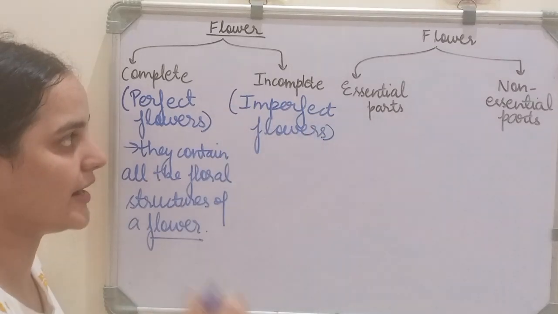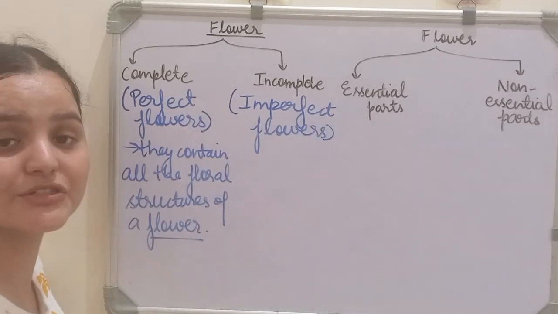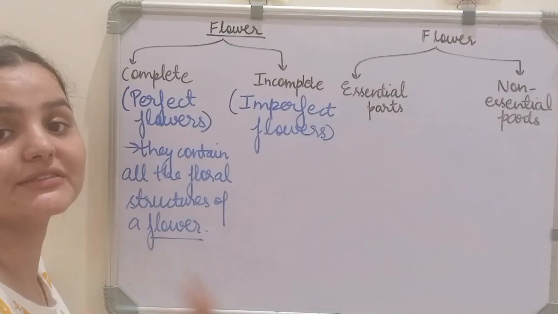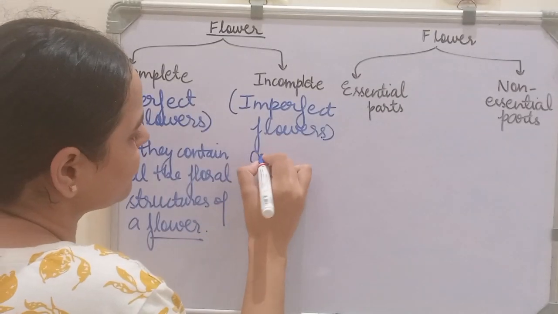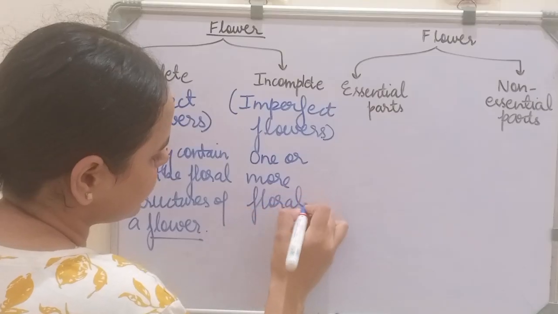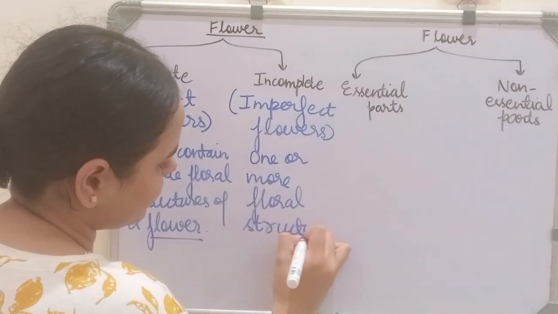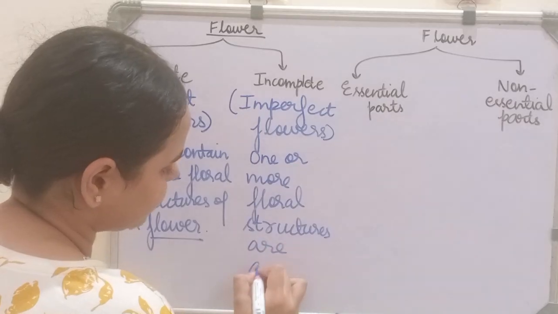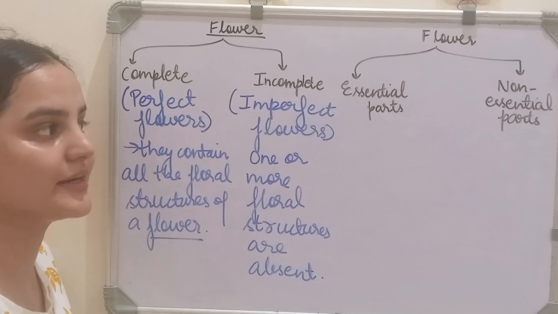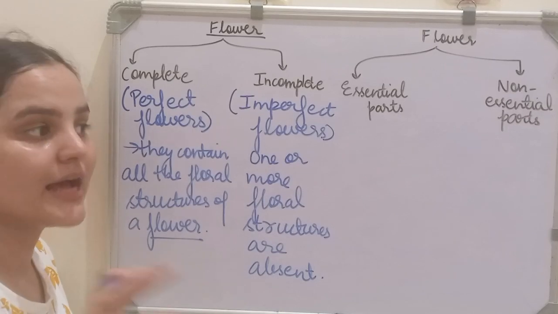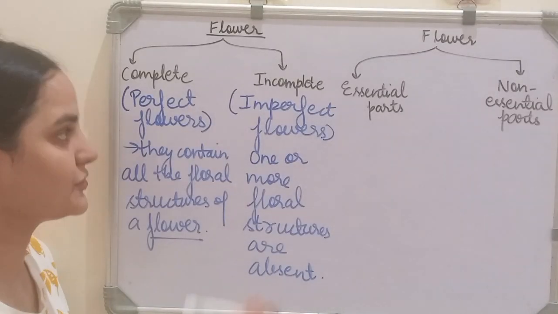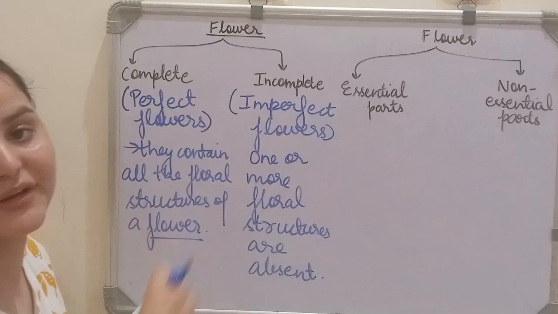Now imperfect flowers or incomplete flowers are those in which one or more than one floral structures are absent. Suppose a flower is not having sepals, or another flower is not having petal, or if a flower is not having a stamen, or the carpel is absent. So those flowers will be known as imperfect or incomplete flowers.